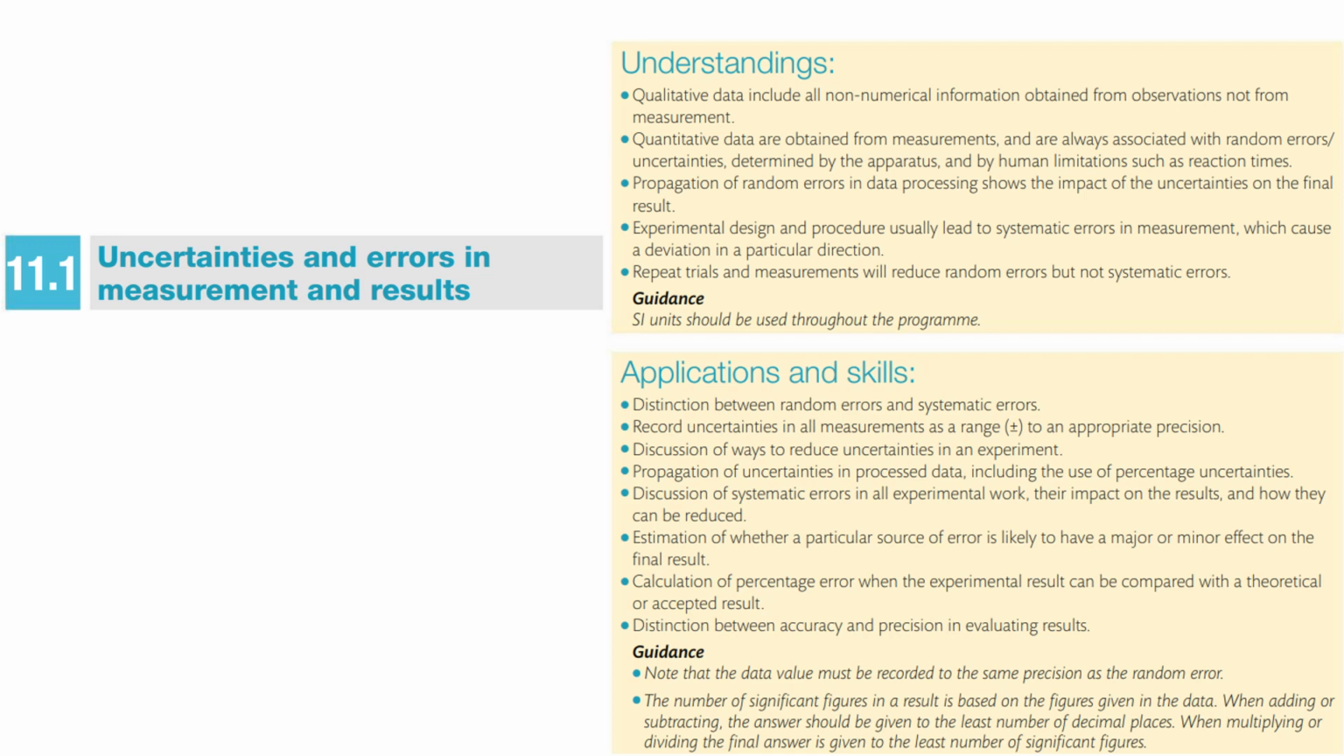So the first topic that we're looking at is uncertainties and errors in measurements and results. We've already started with this, looking at the difference between qualitative and quantitative data. We looked at the difference between precision and accuracy. We looked at calculating the percentage errors, the percentage yields, etc.